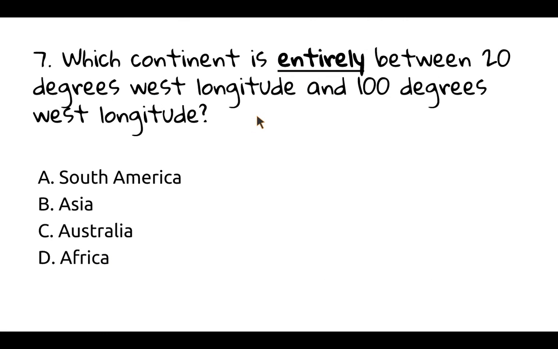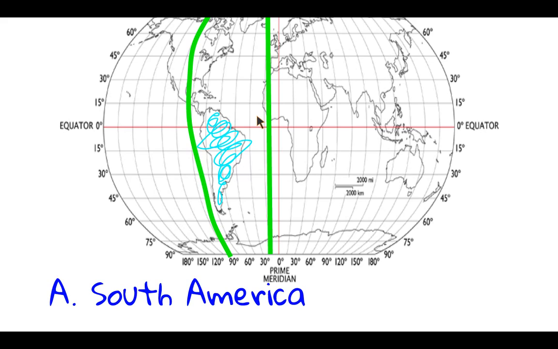Number 7, which continent falls entirely between 20 degrees west longitude and 100 degrees west longitude? For this, you really need to trace your lines. Is that A, South America, B, Asia, C, Australia, or D, Africa? Pause and figure it out. All right, let's check your answer. A, South America. Good, because I traced my lines and I see that South America is the only continent that falls all the way between them.